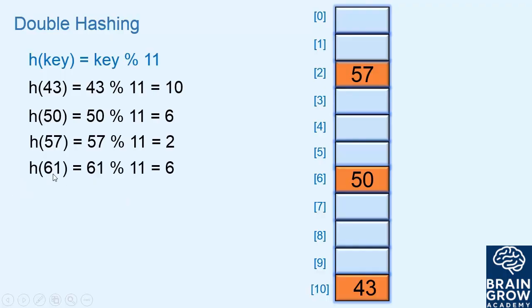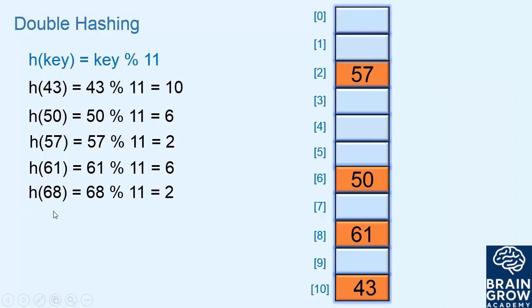Now we have to insert this key 61. It is mapped to location 6, which is already occupied. So now using the double hashing formula, we calculate the next probe location. And this is how we do it. This is the value given by the first hash function. This is the second hash function, 7 minus key mod 7. And the value of i is 1. And here we are doing mod table size. So we get location 8 and it is empty. So we'll insert this key 61 at location 8.